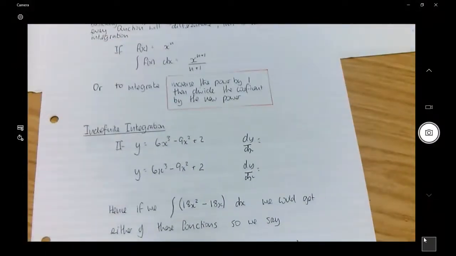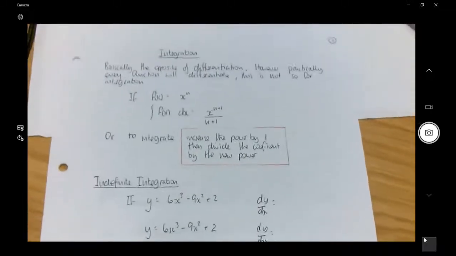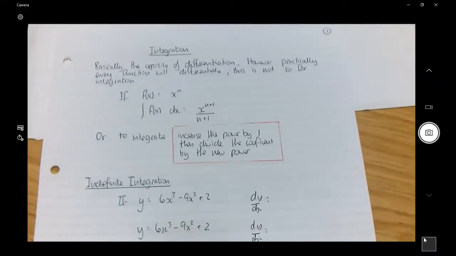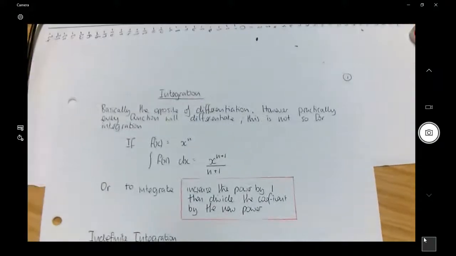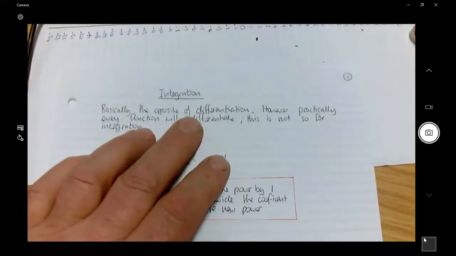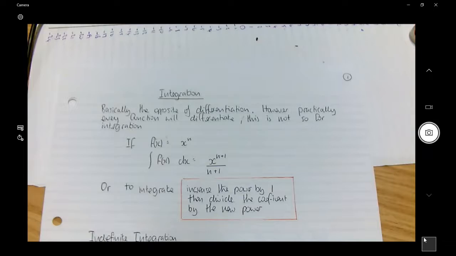Now, today, integration. Now, there are issues with integration. Your biggest issue is that your teacher will probably have raced through it. They'll have spent hours and hours on differentiation, and then they'll have said something like, well, integration is the opposite, right? So they'll give you something like this. It's the opposite of differentiation.